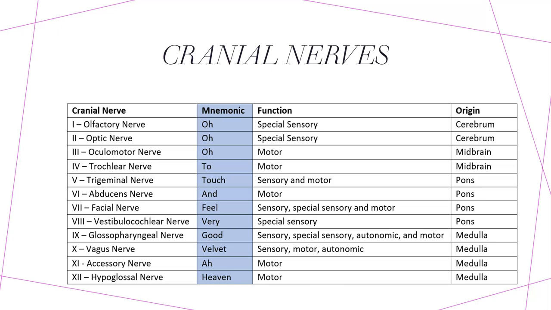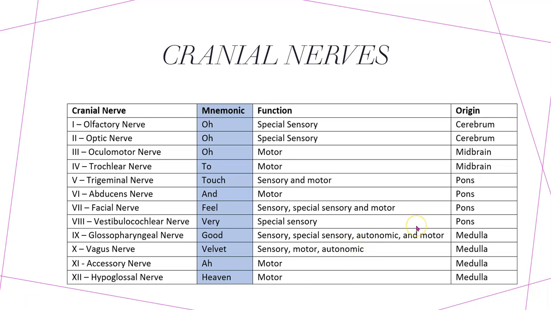Put your cranial nerves where you can remember. Olfactory and optic, 1 and 2, originate from the cerebrum. Oculomotor and trochlear, those are motors, and they come from the midbrain. Trigeminal nerve, sensory and motor. Abducens, facial, all of those are from the pons. Vestibulocochlear, that is also from the pons. Glossopharyngeal, vagus, accessory, and hypoglossal, those are from the medulla.